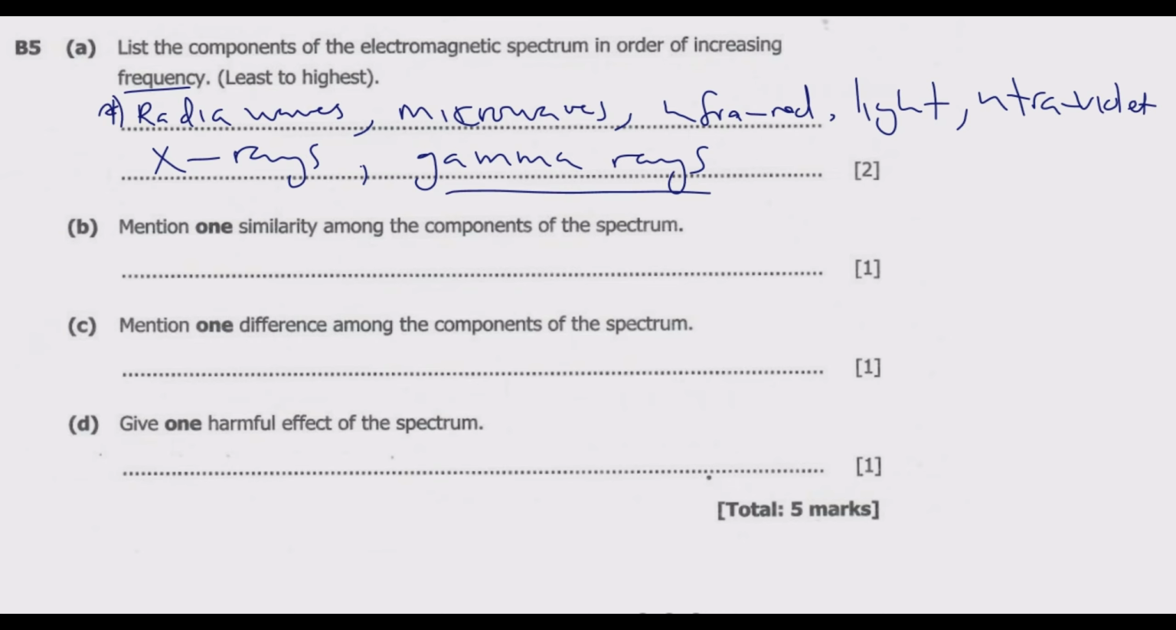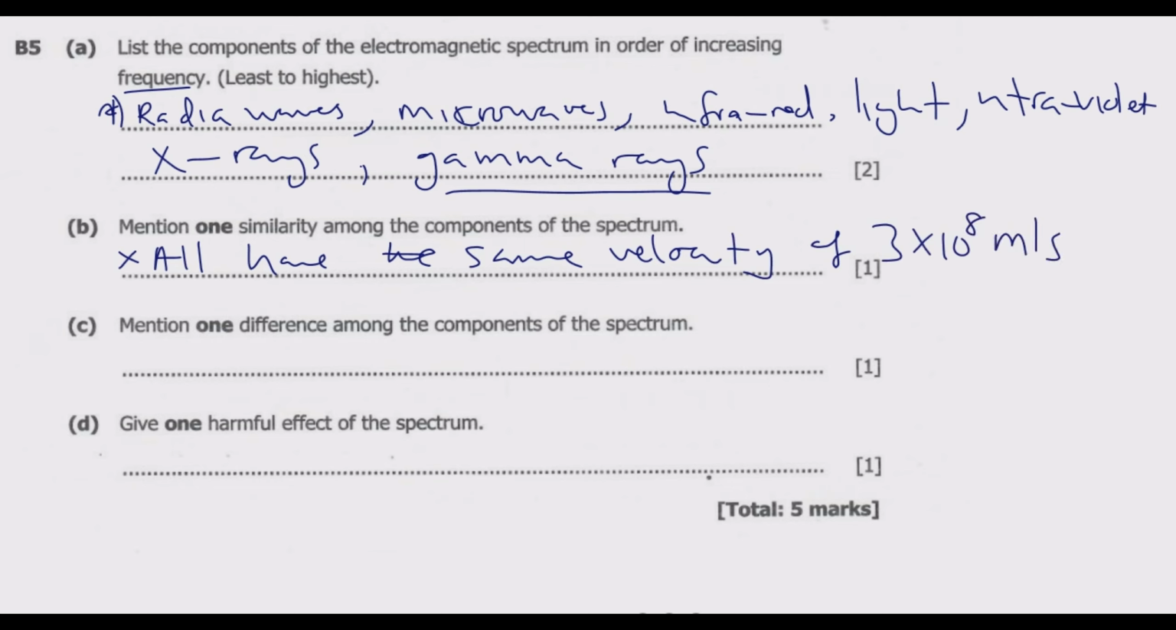Question B. Mention one similarity among the components of the spectrum. So we are looking for the similarity, so we can list one of them. So one of them is the fact that all of them have the same velocity or speed in the vacuum of 3 multiplied by 10 to the power 8 meters per second. So in the vacuum, remember, they all have the same speed.